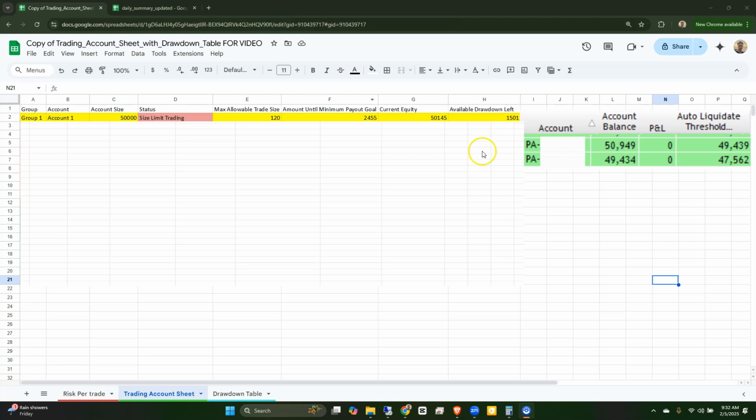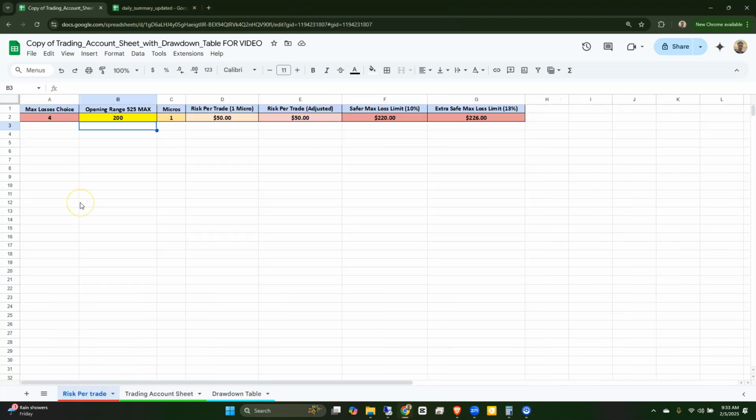This is the trading account sheet with drawdown table. The goal is for this sheet to quickly tell me what accounts I can and cannot trade on any particular day, based on the amount of drawdown I have left in comparison to the size of the opening range, which dictates the size of our trade, the risk of our trade, and the dollar amount of our trade.